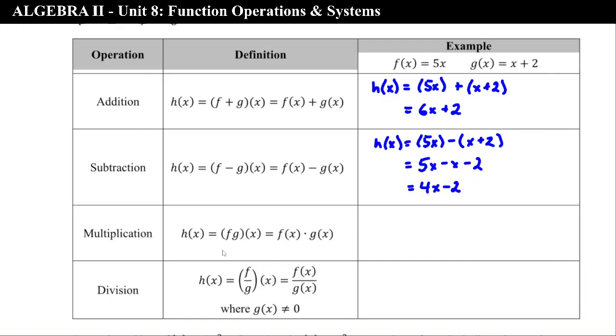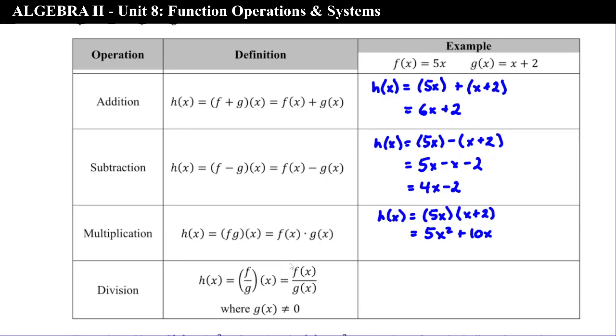Now when we get to multiplication, f times g of x is simply f of x times g of x. So if we do that, we simply multiply our two parts, f of x being 5x and g of x being x plus 2. So all you're going to do is multiply your 5x to the x and 5x to the 2. So that's going to give you 5x squared plus 10x.